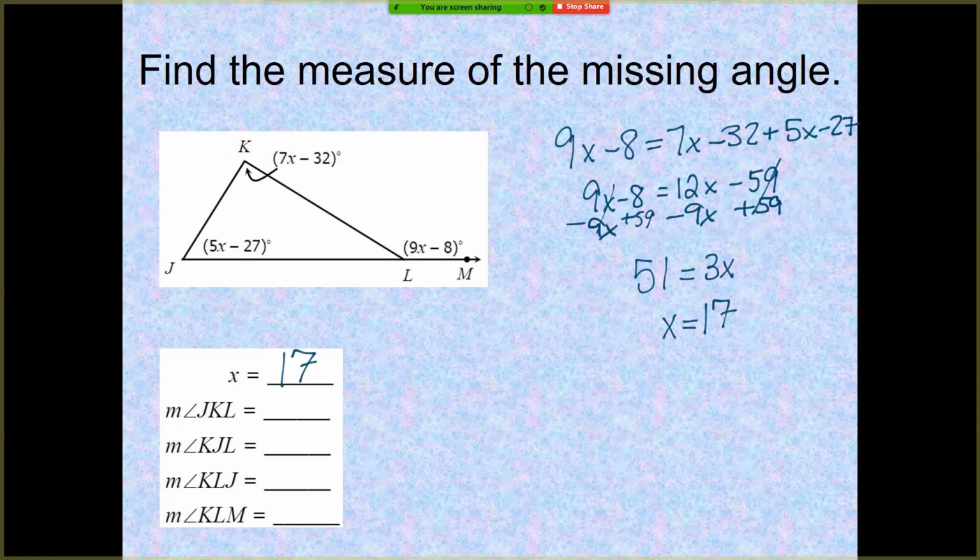And then we're asked to find those four angles again. So JKL. JKL is this angle up here. Again, if you follow along, J to K to L, it's talking about this angle here. So I'm going to take 7 times 17 minus 32 to get 87 degrees.